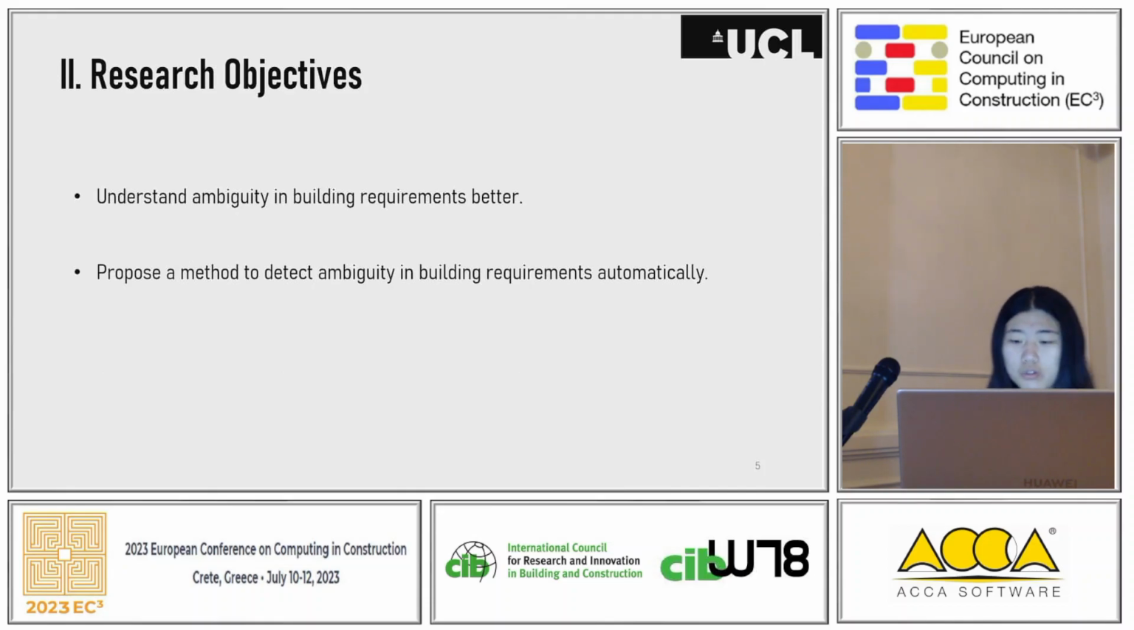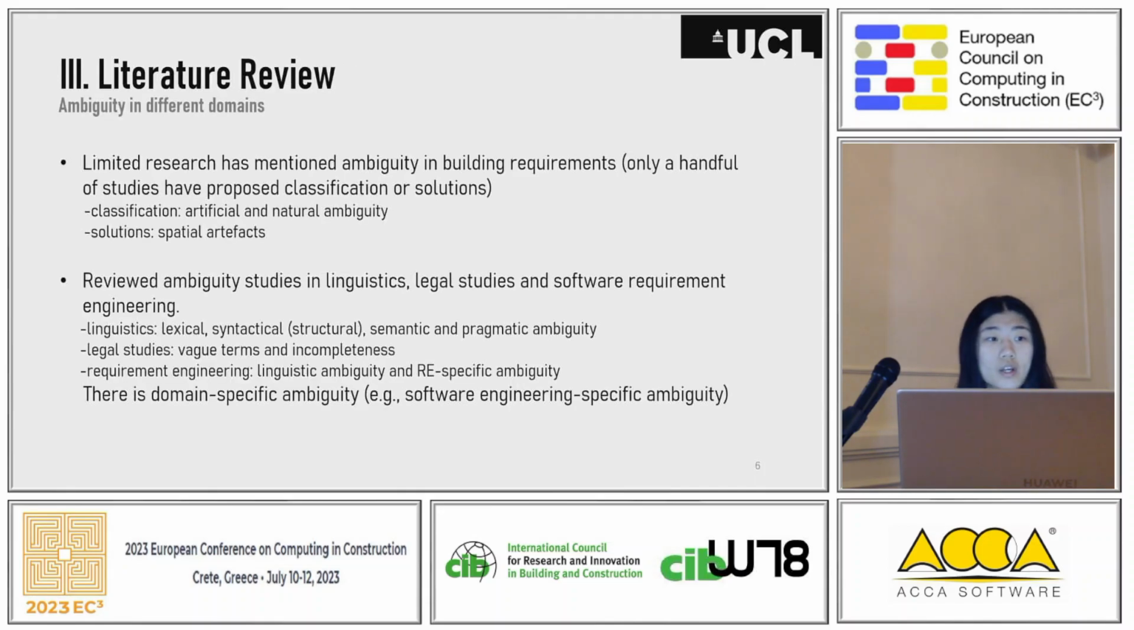So coming back to the main objectives of this research, we want to understand ambiguity in building requirements better by having a little bit of literature review, and also propose a method to detect ambiguity in building requirements automatically. So firstly, we look at ambiguity in different domains, so not just within the ACC or the AEC industry, but also beyond that. We found that there's limited research about ambiguity in building requirements.